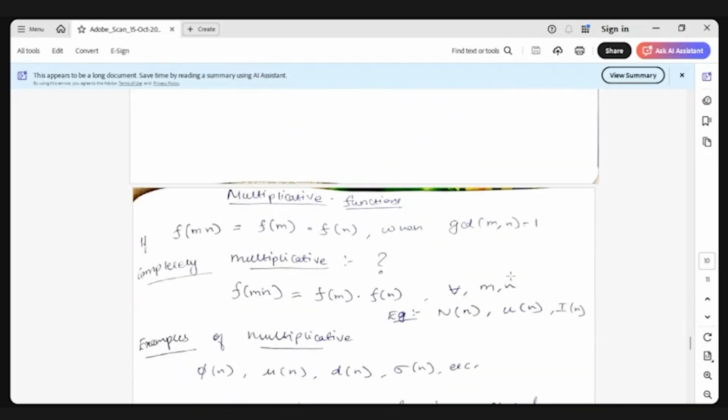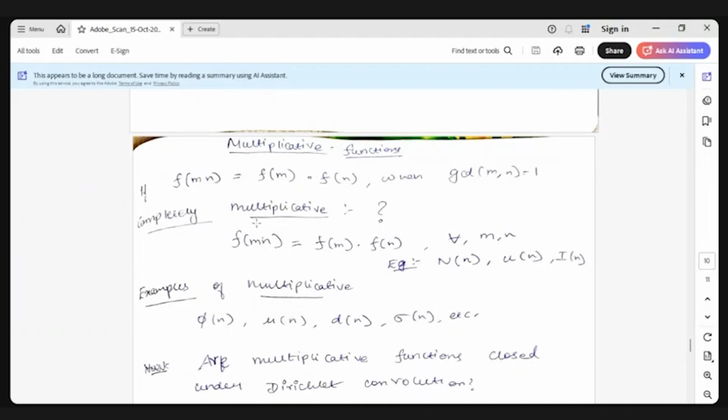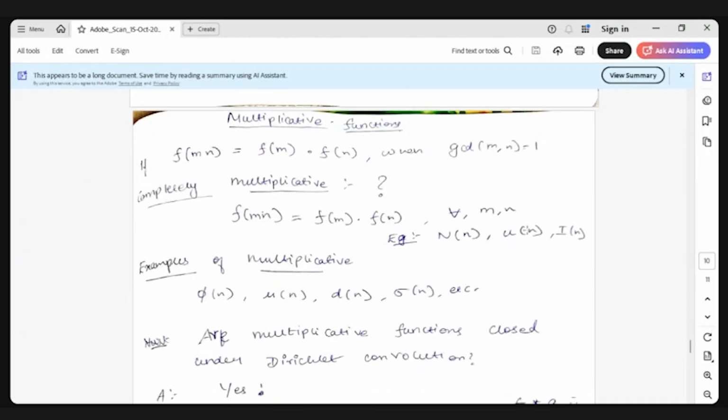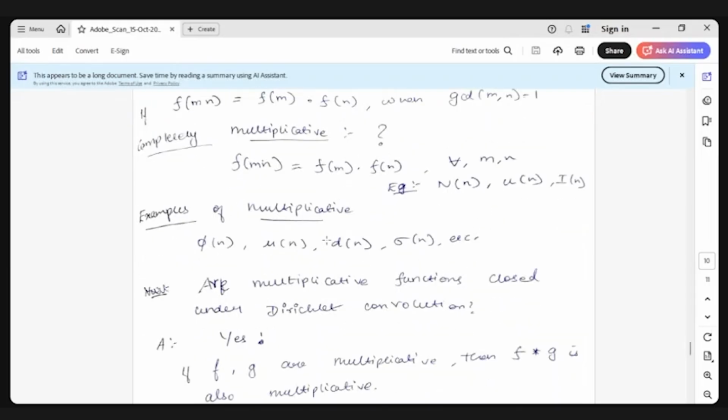Now, on a lighter note, about multiplicative functions. If f of mn equals f of m into f of n, where the GCD of m and n is 1, the function is multiplicative. Similarly, we can define completely multiplicative: for any m and n in Z, f of mn equals f of m into f of n. Here are some examples which are given for both cases.